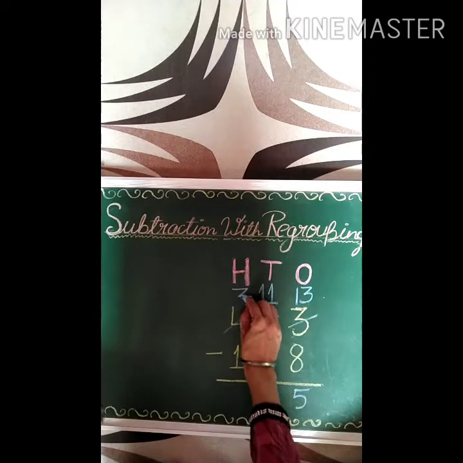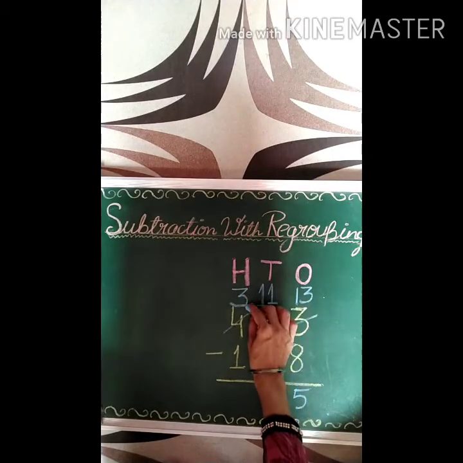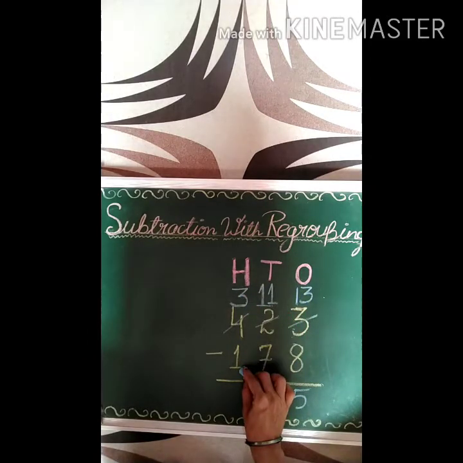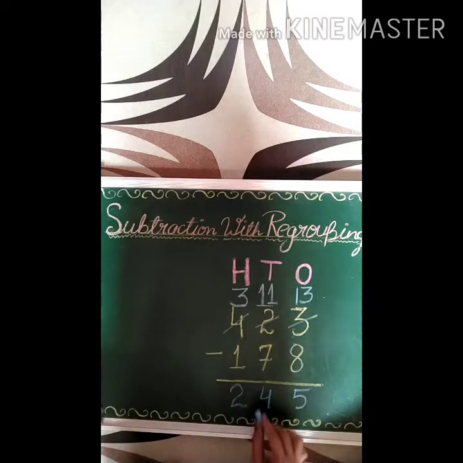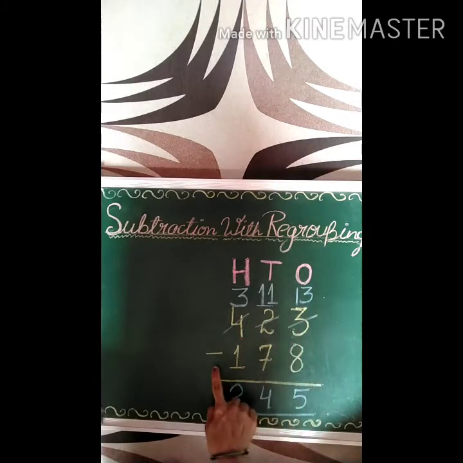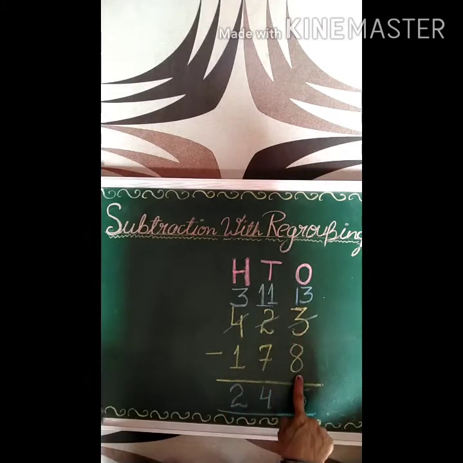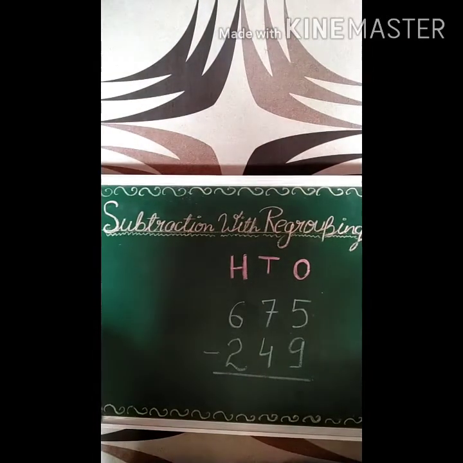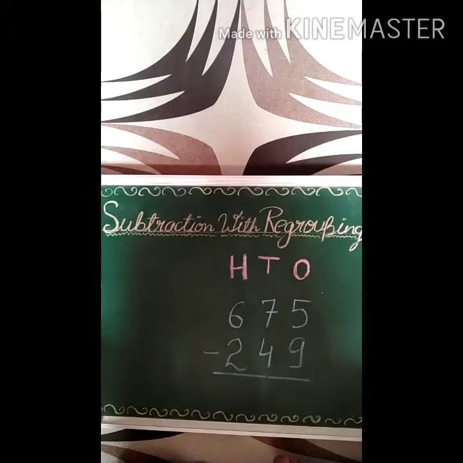Now move left to the 100 place. From 3 we can easily subtract 1. So 3 minus 1 is equal to 2. It means when we subtract 178 from 423, the difference is 245.